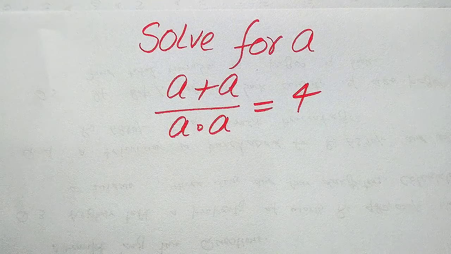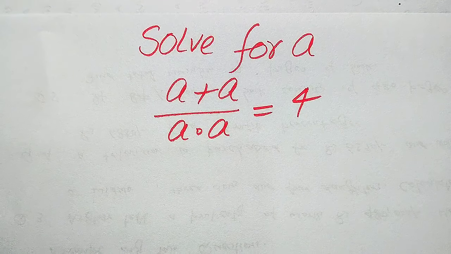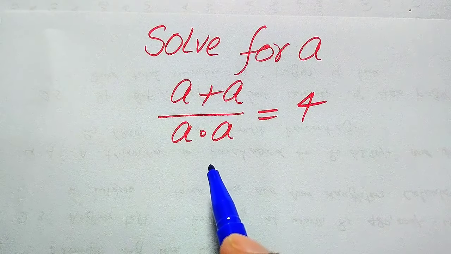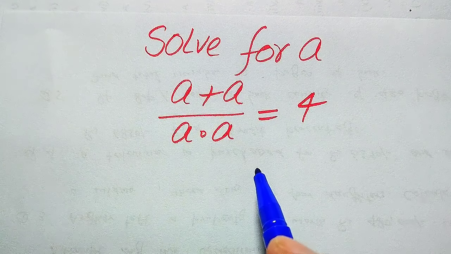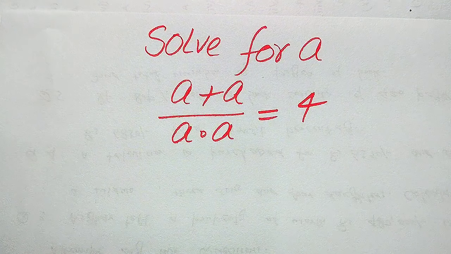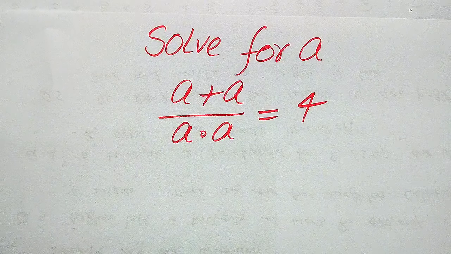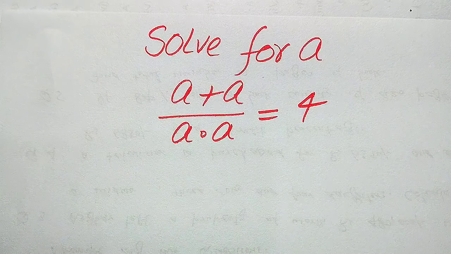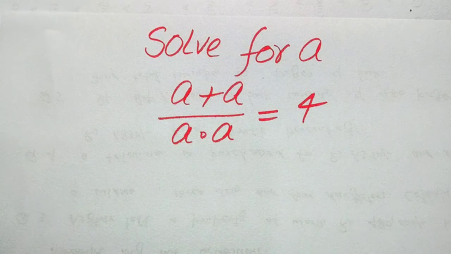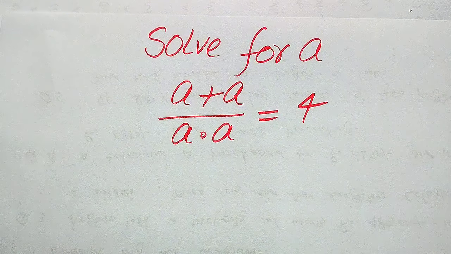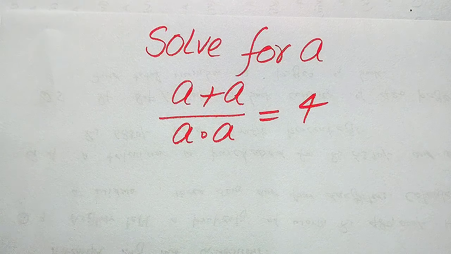Hello everyone, how to solve this problem for the values of a. If we have a plus a divided by a multiplied by a is equal to 4, and we solve this problem for all the values of a. So here first we need to find all the roots of this equation, and at the last we will verify which of the roots are solutions and which of the roots are extraneous roots.